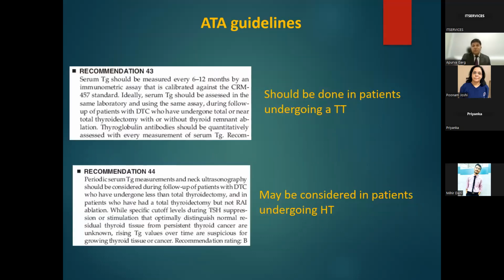Then, what do the newer ATA guidelines say about follow-up of total thyroidectomy? They say that serum thyroglobulin should be measured every 6 to 12 months by an immunometric assay. And they also recommend that periodic serum thyroglobulin measurement and ultrasonography should be considered during follow-up of patients with DTC who have undergone less than total thyroidectomy. So this is also required in patients who undergo hemithyroidectomy.